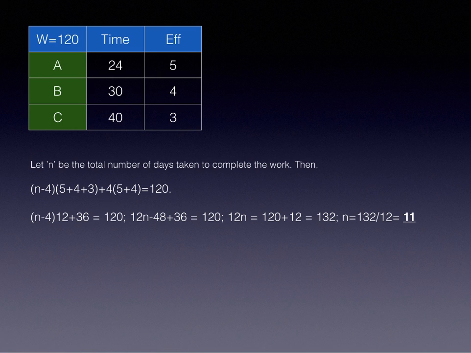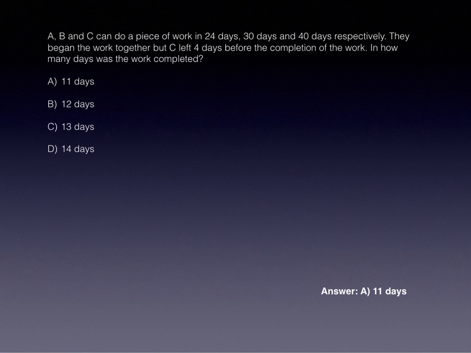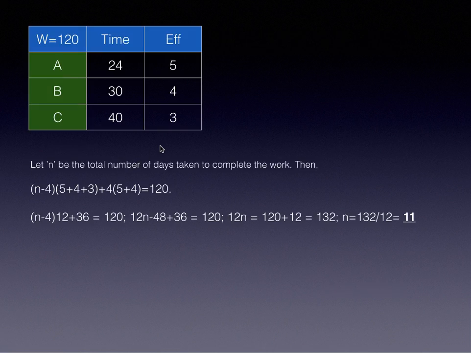C left 4 days before the completion of the work, that is given there, right? Therefore, in the last 4 days, only A and B will be working. Therefore, we will add the efficiency of A and B, that is 5 and 4, and multiply it with 4. So, this is the portion of the work that is done by A and B in the last 4 days since C is not there.